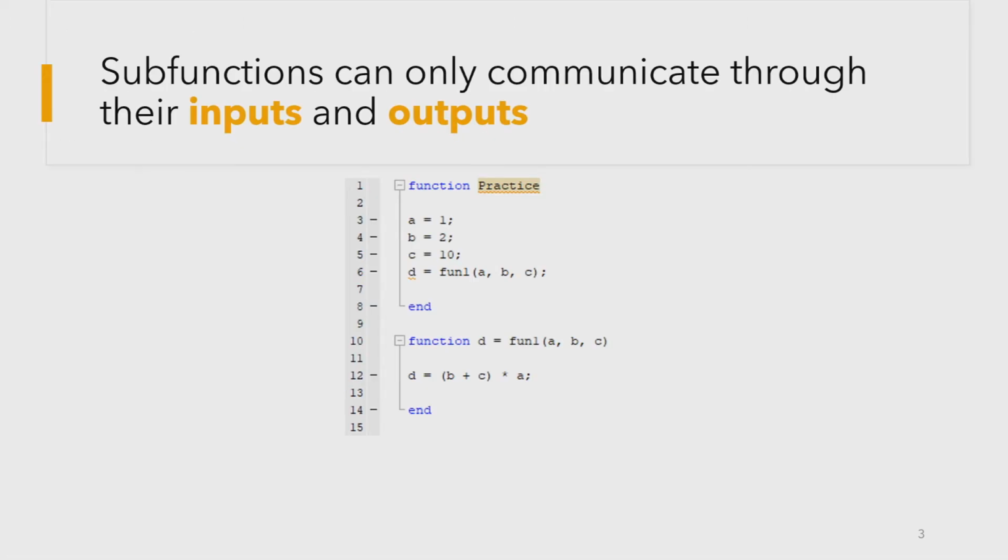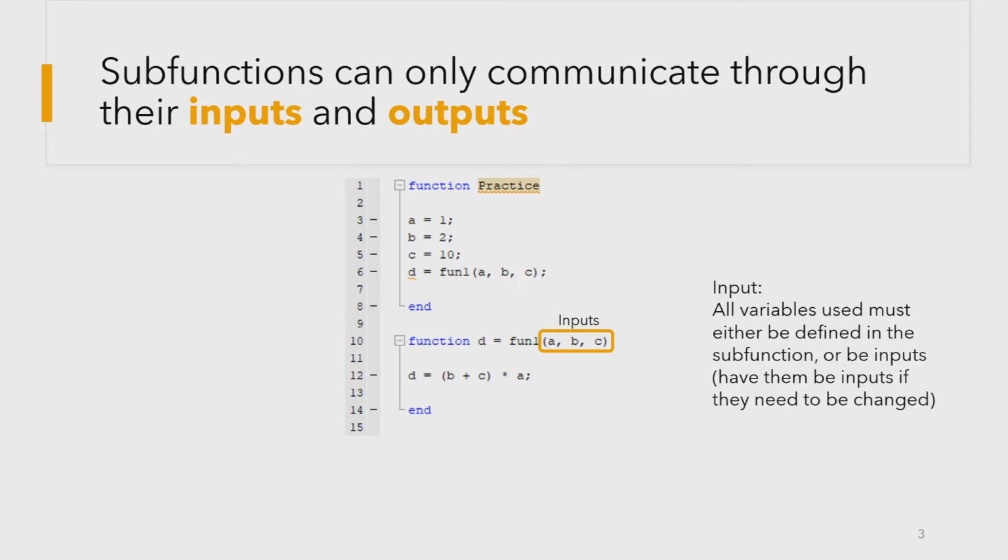Subfunctions are not good at communicating with each other through their variable names. The only way for them to transfer information is through inputs and outputs. Inputs are the thing inside the parentheses on the right side of the equation. And these are really helpful if we're going to be iterating something and changing variables along the way.